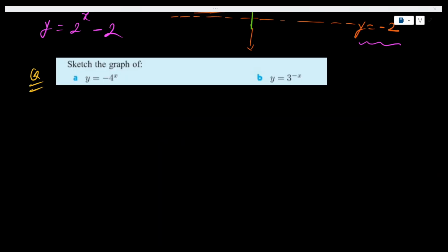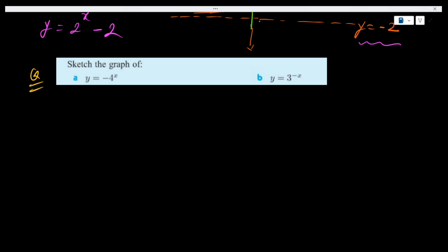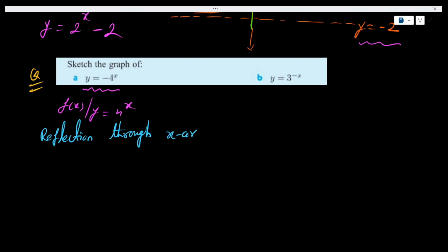Now sometimes you'll have different types of transformation. I am just telling you the reflection through the x and y axes. Here, what is your basic function f of x or y, which equals 4 raised to the power x? If there is a minus sign, it is going to be a reflection through the x-axis, so y equals minus 4 to the power x, because there is a minus sign, right?